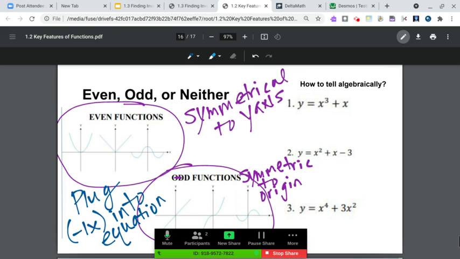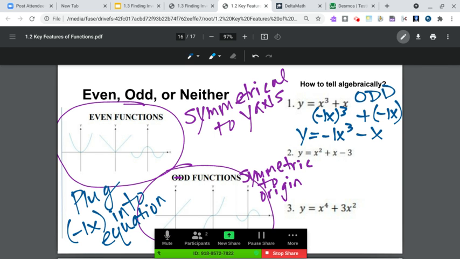So look at this first example. Here's my original, x cubed plus x. I plug negative x in both spots. I simplify and I get y equals negative x cubed minus x. Look at the original equation. Is it exactly the same? No. Is it exactly opposite? It's exactly opposite, so it is considered an odd function.